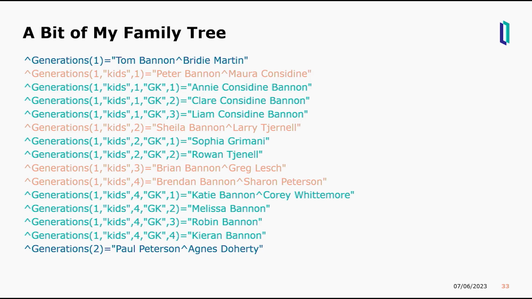Okay, so I'm going to go with my parents. Right, so Tom and Bridie up there at the top, those are my parents. Paul and Agnes down the bottom, those are my in-laws. Okay, and then there's the children, me and my siblings in salmon color there, Peter, Sheila, Brian, and Brendan. And then our kids, the grandchildren, in the teal color.